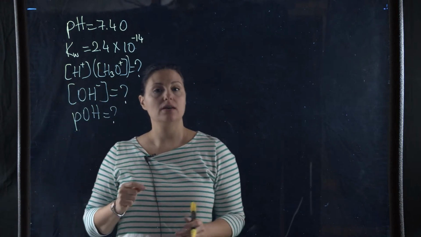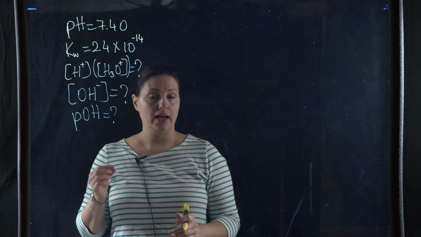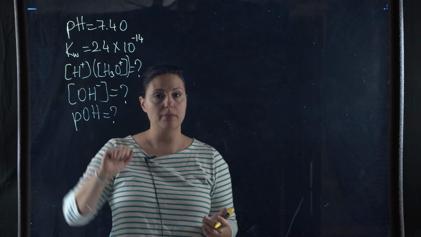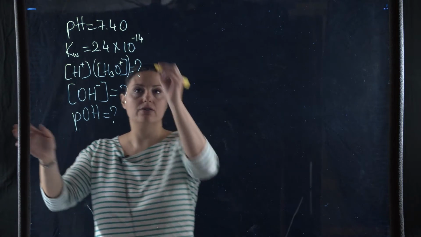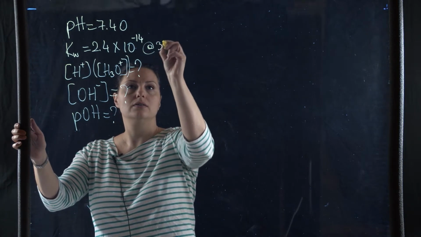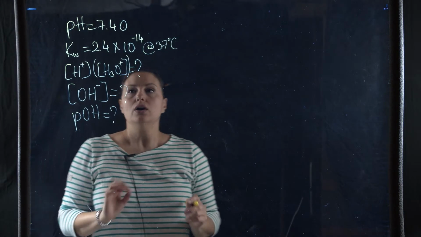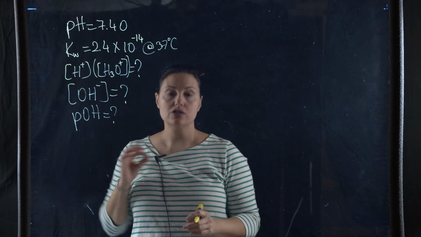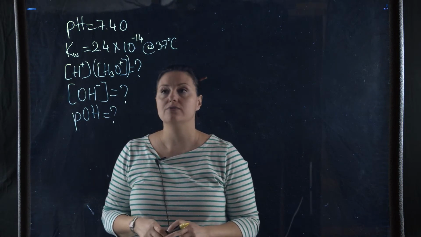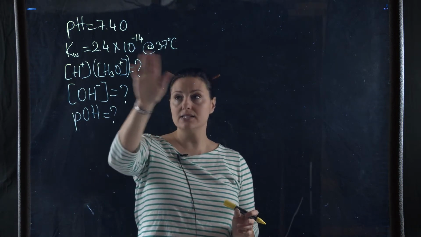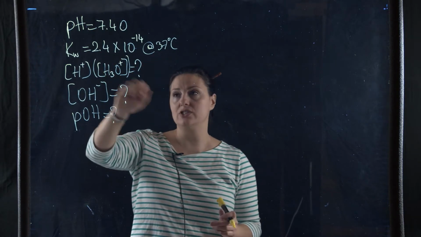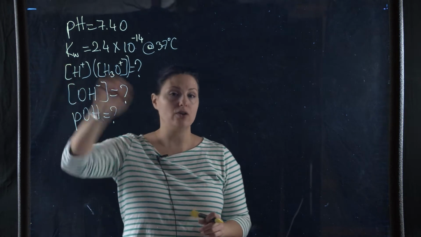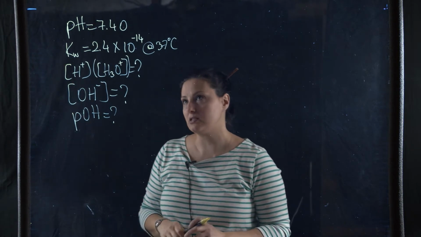Okay, notice because we are not at room temperature anymore, it gives you a specific value for Kw at this temperature, at 37 degrees Celsius. And unless it's specified like it is here, just assume Kw is 1 times 10 to the minus 14th. But because it tells us we're not at 25 degrees Celsius, it tells us what it is. And we're going to use this value for Kw, not 1 times 10 to the minus 14.